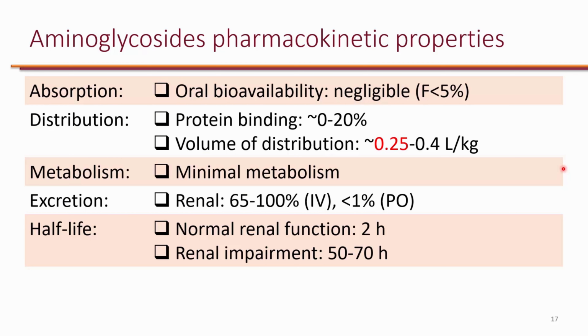For most patients, the volume of distribution of aminoglycosides is 0.25 liters per kilogram, and we will use these numbers when we get to the calculations portion of this topic. Aminoglycosides are primarily excreted renally, and the half-life is about 2 hours in someone with normal renal function. However, in someone with renal impairment, the half-life could be between 50 to 70 hours.